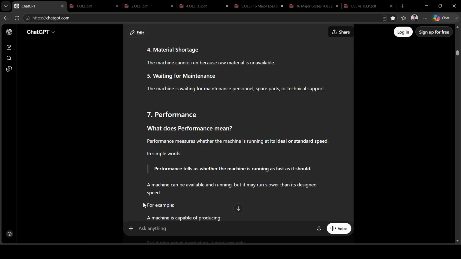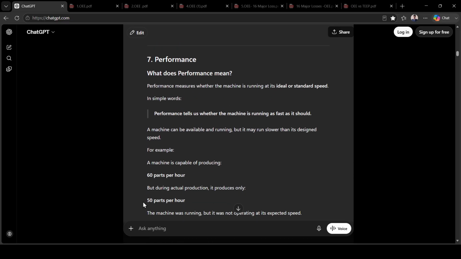Then the second one is performance. So three major factors: one is availability, second is performance, third is quality. So what does performance mean? Performance measures whether the machine is running at the ideal or standard speed. In simple words, performance tells us whether the machine is running as fast as it should. A machine can be available and running, but it may run slower than its designated speed. So that is also a performance waste.